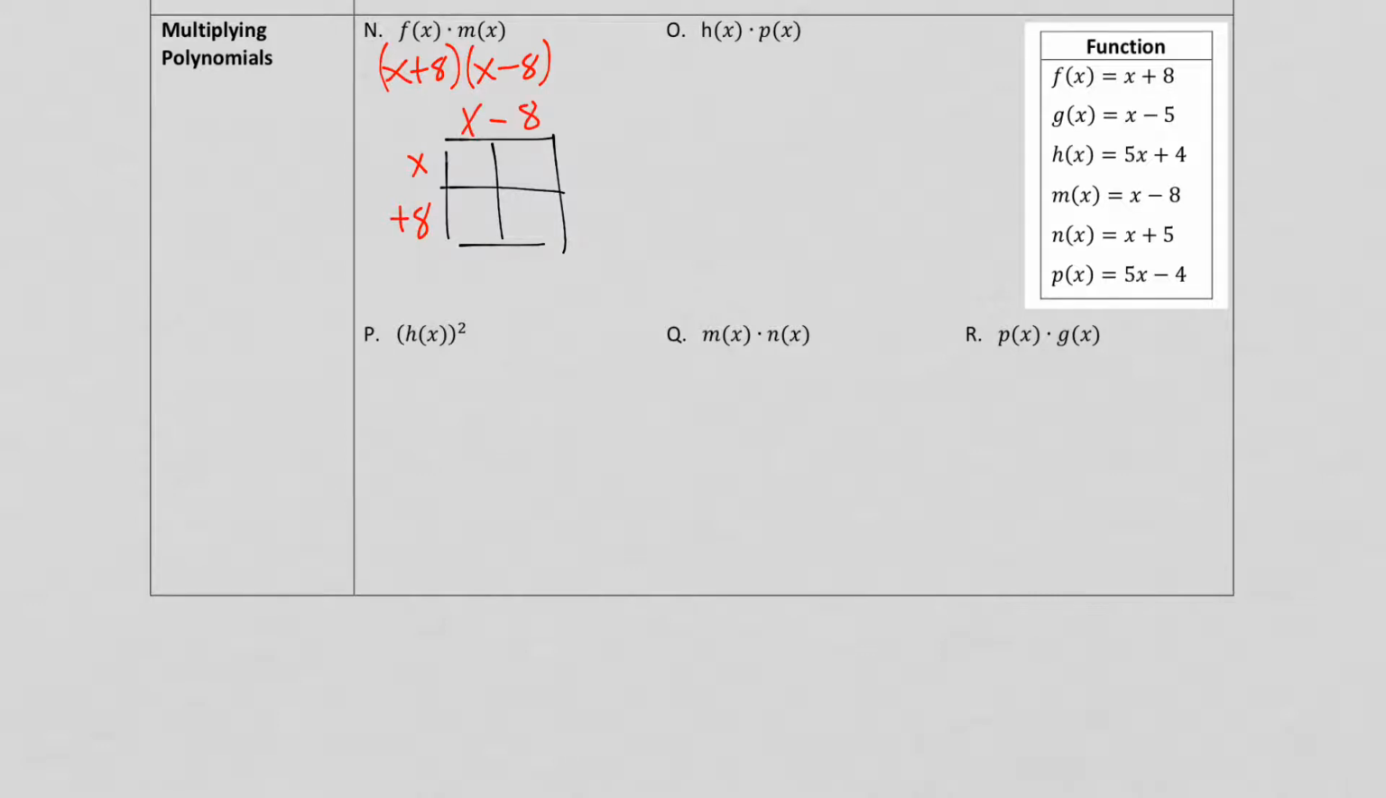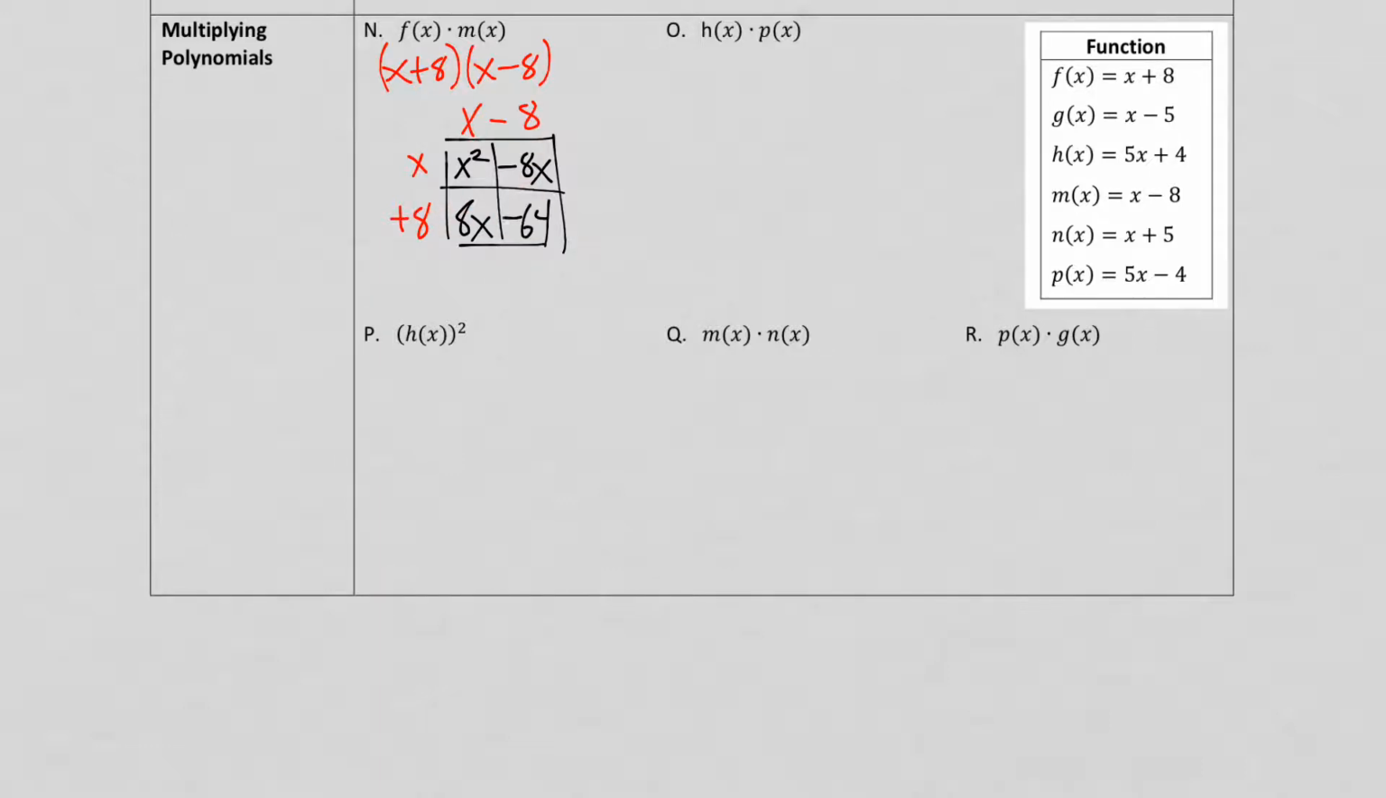I'll multiply. Because again here, in this box would be x times x is x squared. This box would be minus 8 times x is minus 8x. Here it's 8 times x is 8x. And to finish, 8 times negative 8 is negative 64.